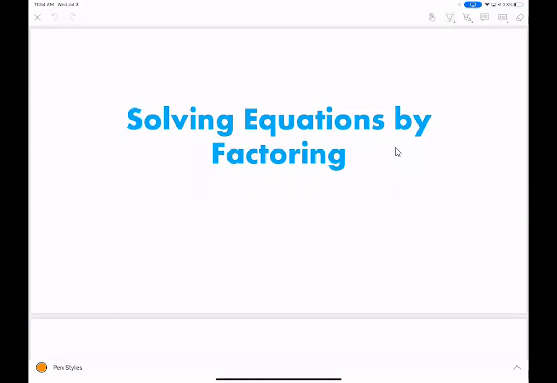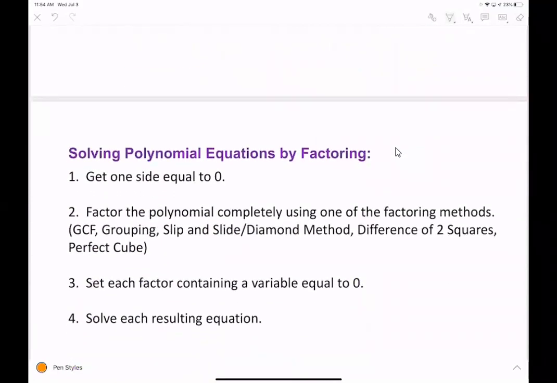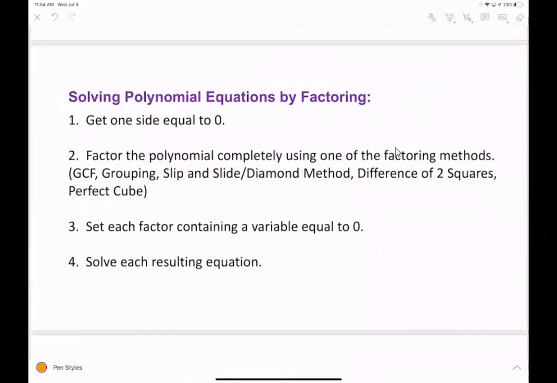In this mini lesson, we're going to solve equations by factoring. What we're going to do is use those factoring methods in order to break down the polynomials so that we can determine the solutions to the equations. So the purpose of factoring and learning how to factor was to get us to this point here. So how do you solve an equation by factoring?